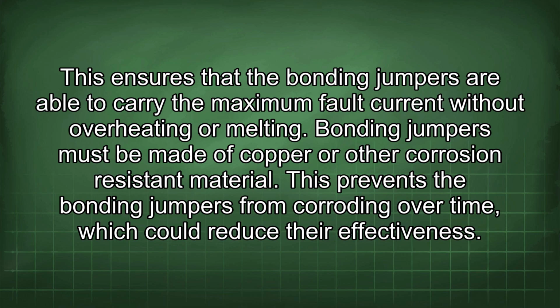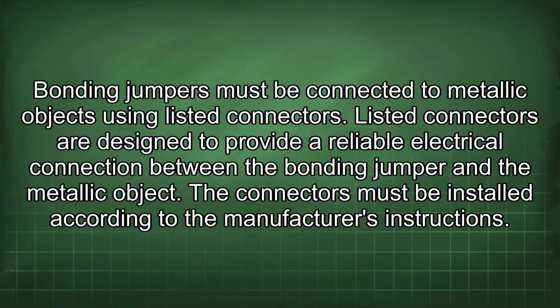Bonding jumpers must be made of copper or other corrosion-resistant material. This prevents the bonding jumpers from corroding over time, which could reduce their effectiveness. Bonding jumpers must be connected to metallic objects using listed connectors. Listed connectors are designed to provide a reliable electrical connection between the bonding jumper and the metallic object. The connectors must be installed according to the manufacturer's instructions.